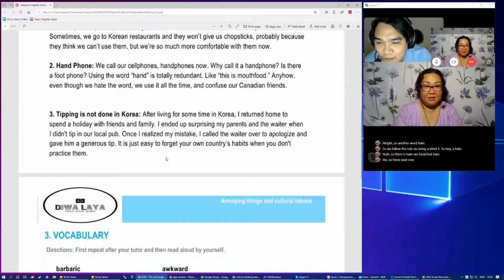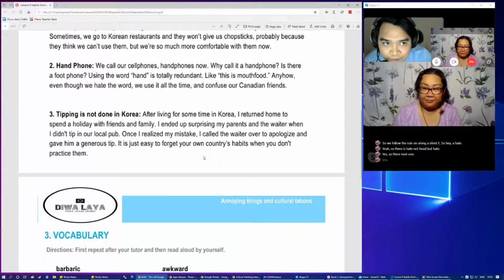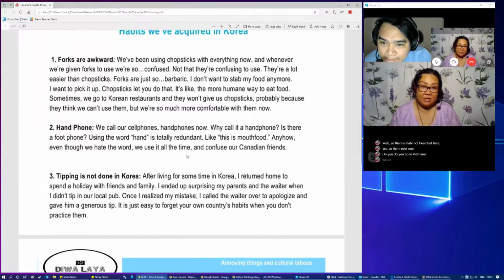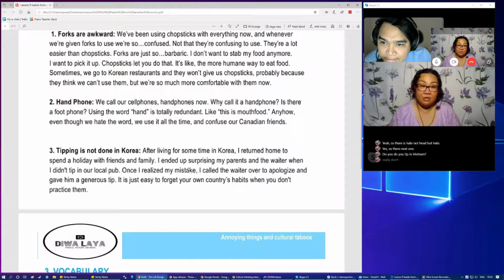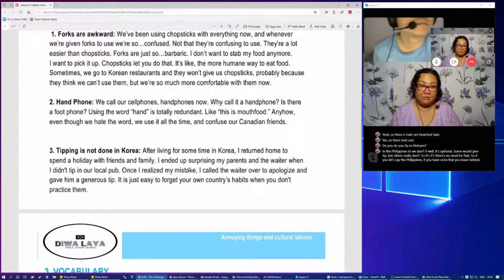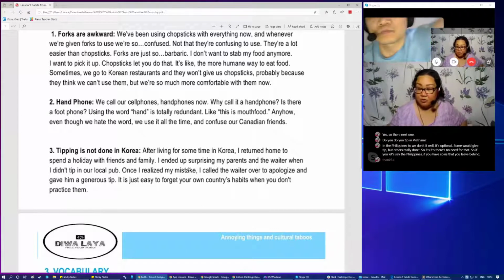Tipping is not done in Korea. Do you tip in Vietnam? No, we don't. In the Philippines too, we don't. Well, it's optional. Some would give a tip, but others really don't. So there's no need for that. In the Philippines, if you leave coins behind, they're already thankful because tipping is not a culture here.